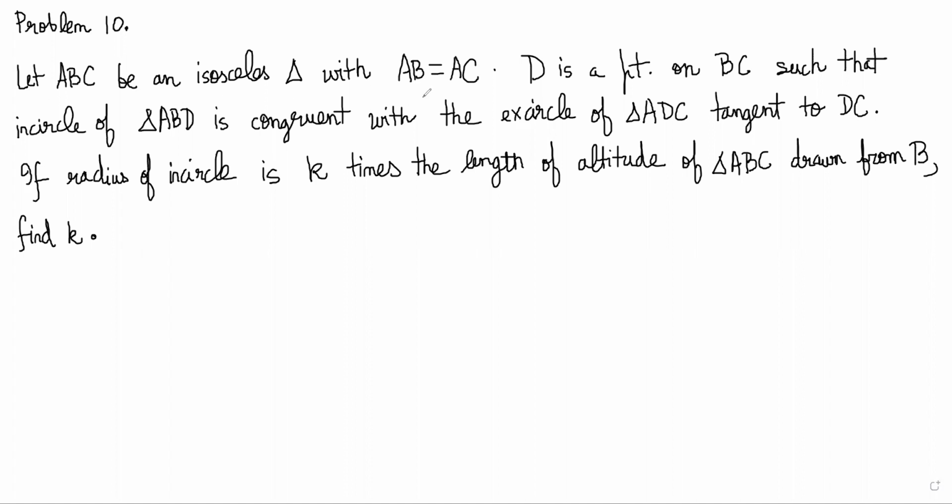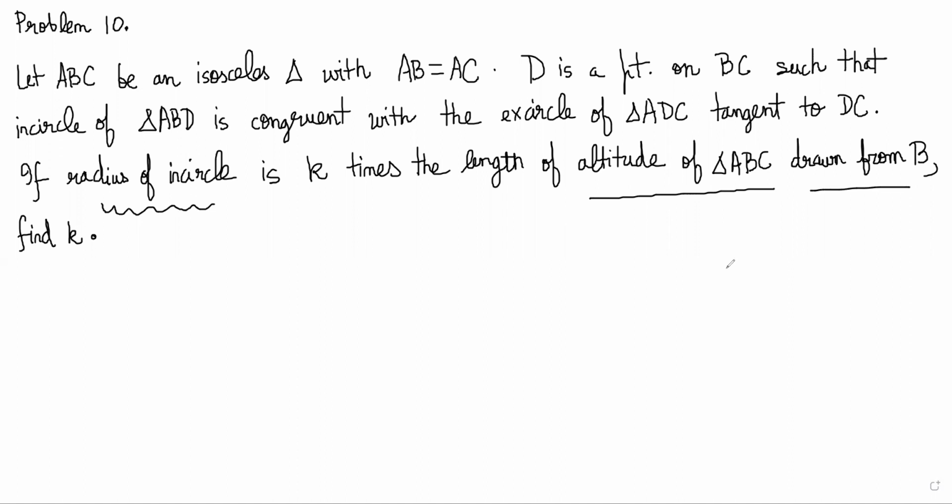Let ABC be an isosceles triangle with AB equal to AC. D is a point on BC such that the incircle of triangle ABD is congruent to the excircle of triangle ADC tangent to DC. And then we have to compare the radius of the incircle to the length of the altitude of triangle ABC drawn from B.